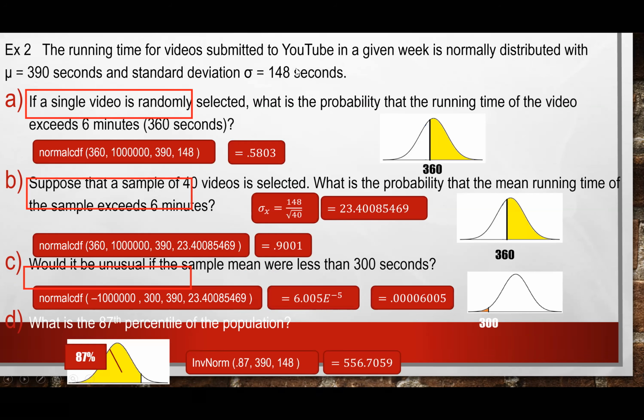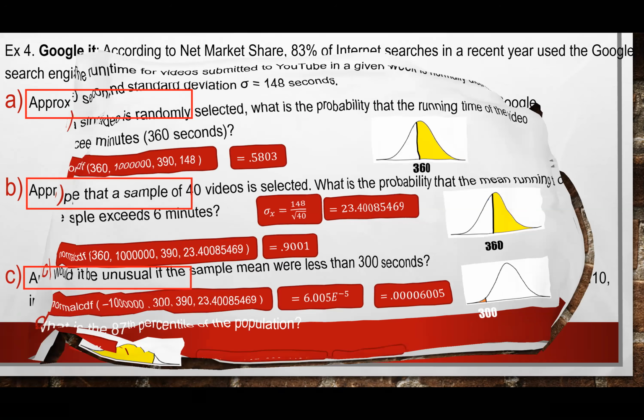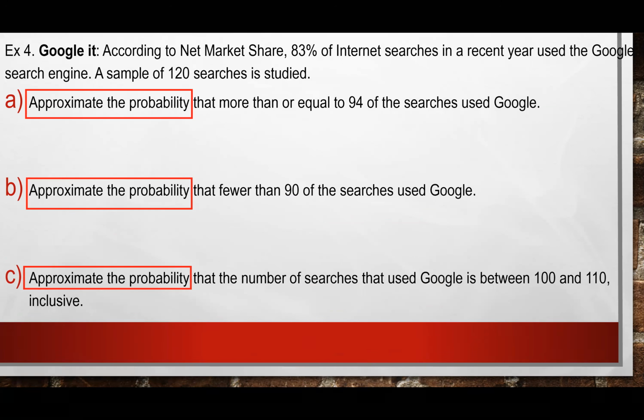If you look at this next problem, they tell you that according to the net market share, 83% of the internet searchers in a region are using the Google search engine. A sample of 120 searches is taken. So looking at this, they don't give you the mean, they don't give you the standard deviation, and they ask you to approximate. Well, that's something new. Approximate the probability.